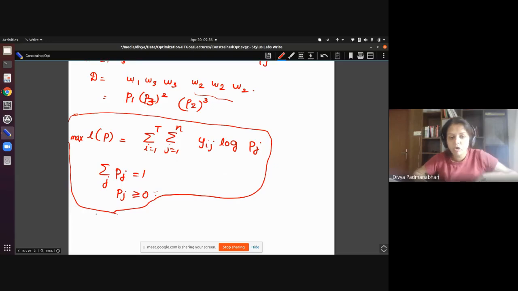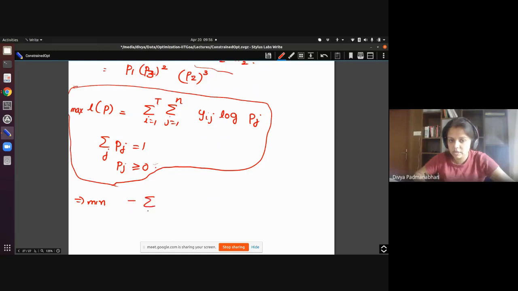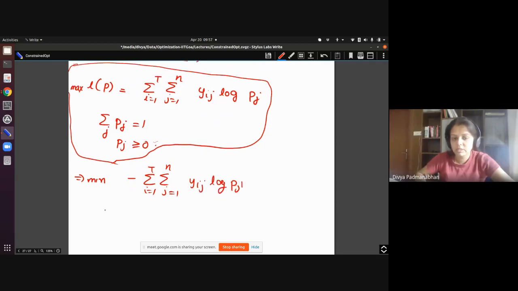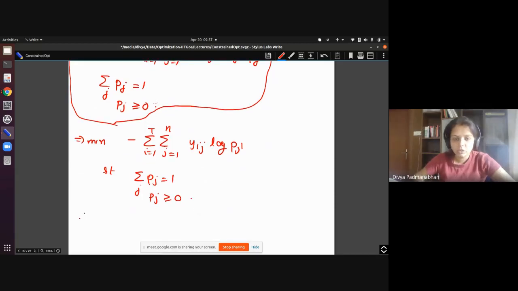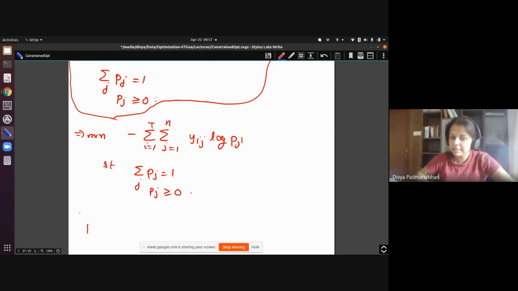So in terms of the format we have, it would be minimize minus summation i equals 1 to t, summation j equals 1 to n, Yij log Pj, subject to summation Pj is 1, and Pj is greater than or equal to 0. So this is the problem. Now you can try writing the Lagrangian for this problem, and what you will ultimately get is Pj is equal to the number of times the word shows up.